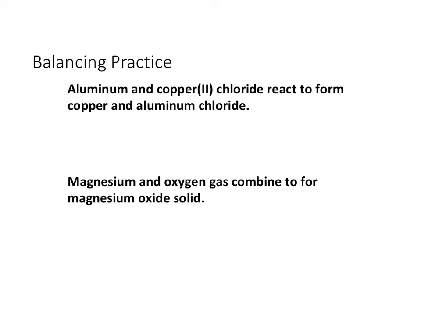Okay, so we're going to go ahead and practice. The first thing we need to do here, we have our equation written out in word form. We're going to go ahead and write our unbalanced equation. So we take our vocabulary. It says here aluminum. So we have aluminum, Al, and copper(II) chloride, so I know that's going to be CuCl2. They react to form copper and aluminum chloride.